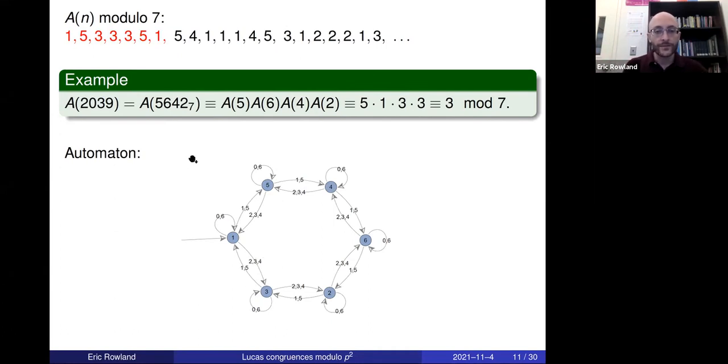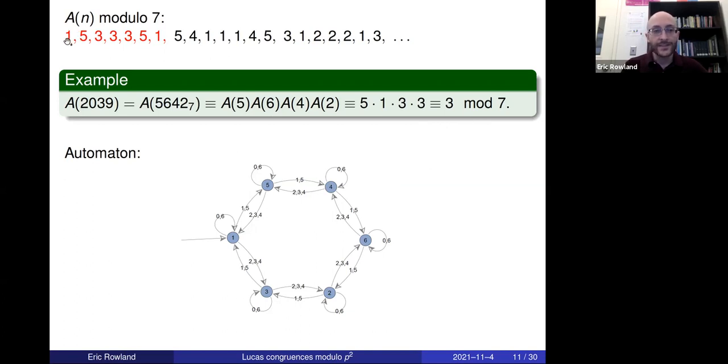The way it works is, if you're reading a number in base 7, you start at this node, and then every time you read a base 7 digit, you follow the arrow labeled with that digit. So here we're going to read right to left. We start with, we read 2. If we start in this state and we read a 2, we go here. And then we read a 4, we go here. If we read a 6, then we loop back to this same node. And then when we read a 5, we end up here. And then the output is the value of the node where we finish. So the output would be 3 in this case, meaning that this number is congruent to 3 mod 7.